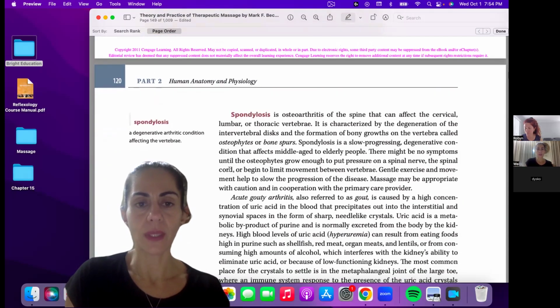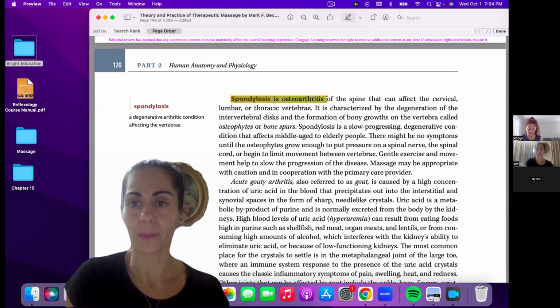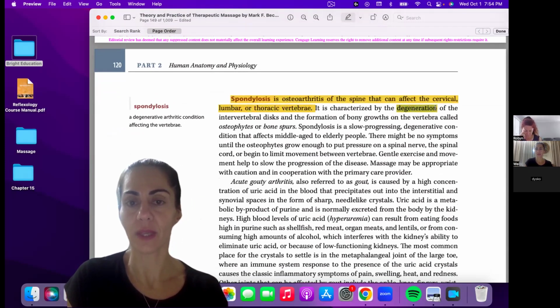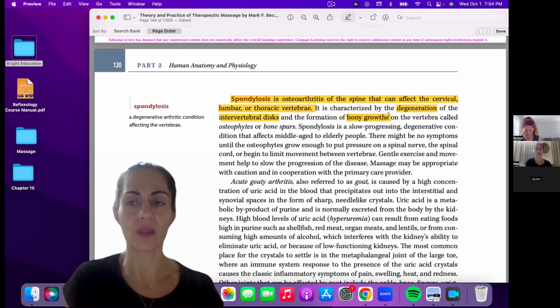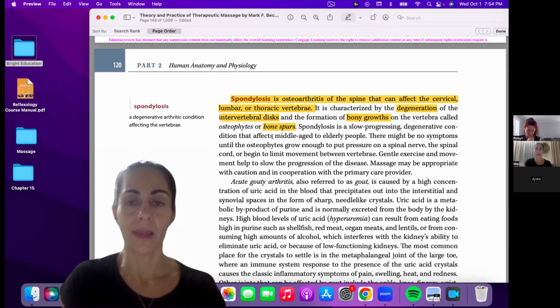Spondylosis is another degenerative arthritis condition that affects the vertebrae, the lumbar region as well, and it's degenerative of the intervertebral disc and forms bony growth. That's the problem, because sometimes it can narrow the canal for the spinal cord and it can sometimes compress a nerve. So it could be super painful, which is called bone spurs. To take care of these, sometimes surgery is needed. It slowly progresses and affects middle to elderly people.